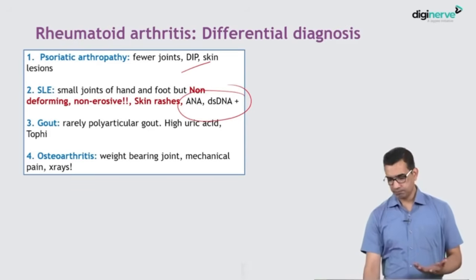Gout is very rarely polyarticular. High uric acid and tophi will help you in differentiating, and osteoarthritis we have discussed in detail, how you differentiate.